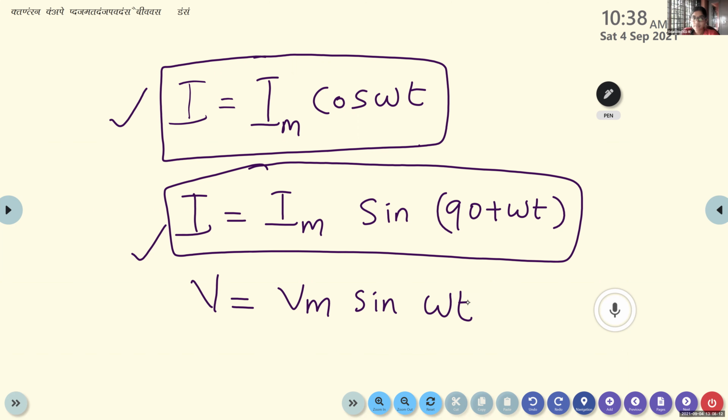No. The value of the current and that of the voltage are not in the same phase. In the case of EMF, the phase angle is omega t. But in the case of current, the phase angle is 90 degree plus omega t. So here also we can draw a conclusion.